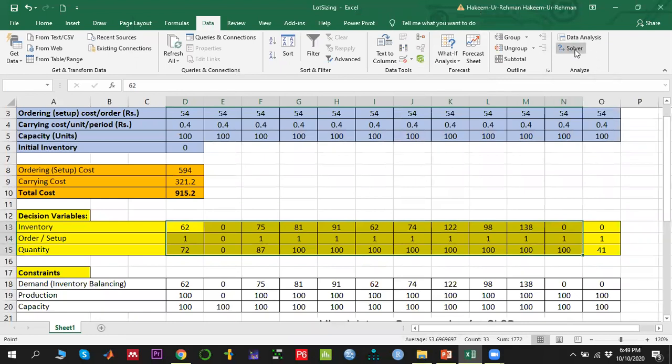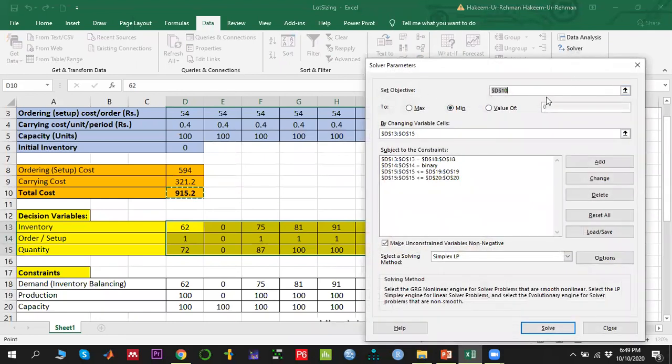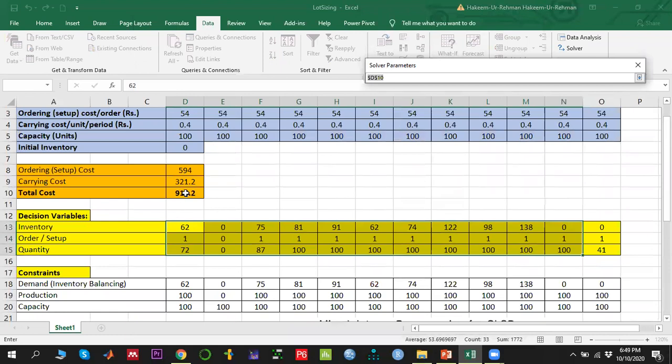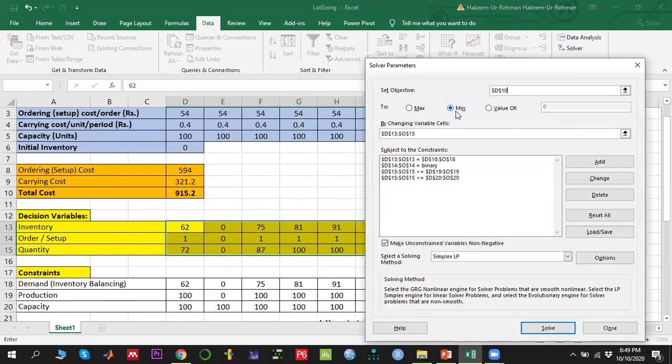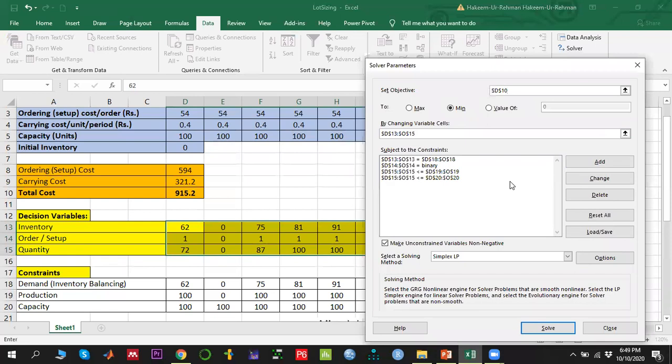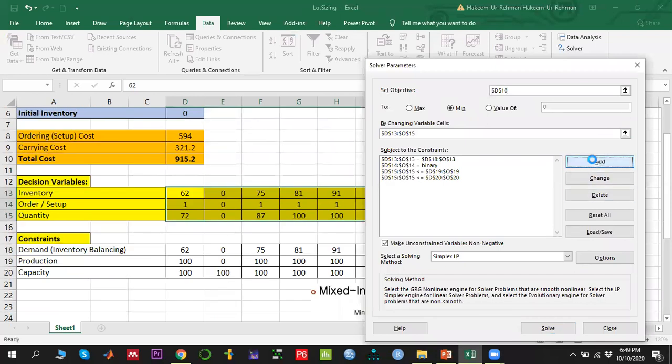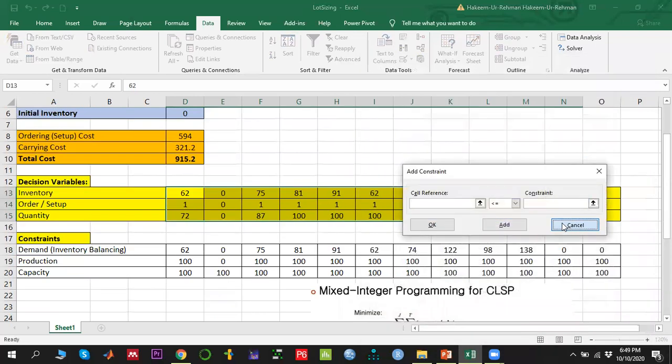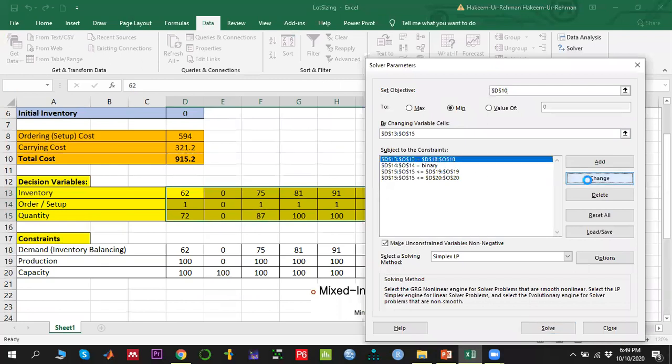So I am going to click Solver and then set the objective. We want to minimize the total production cost, that is basically the setup as well as the holding cost. So this one, and next we are saying we want to minimize it. And what are the decision variables? From the decision variables, we will select all the decision variables, this one. So these are the decision variables. Then the first constraint we are adding is the inventory balancing constraint.